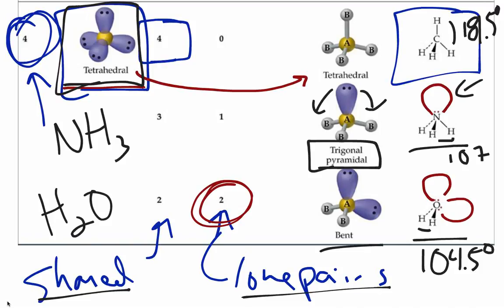So when we're trying to predict the shape or the molecular geometry of these, we do have to include and count the lone pairs as if they were a shared pair. But those lone pairs actually take up a little bit more space. So we get a general tetrahedral geometry, but the actual shape will be a little bit different, and the bond angles will be a little bit smaller the more lone pairs we have in the structure.